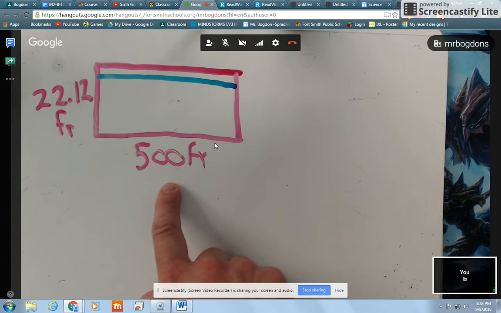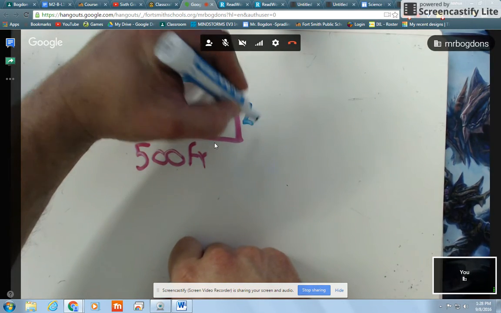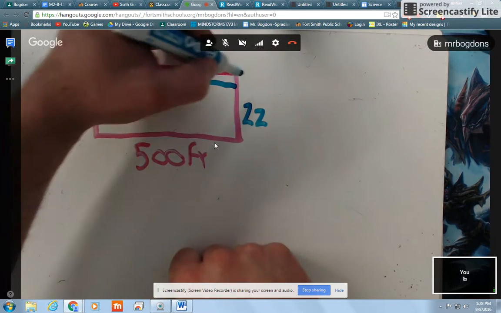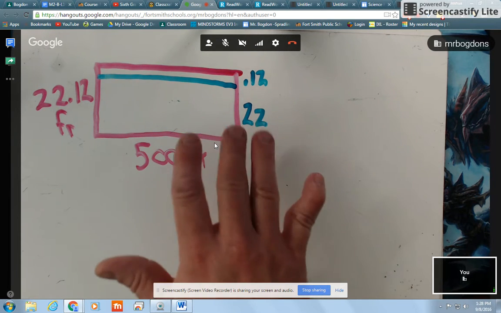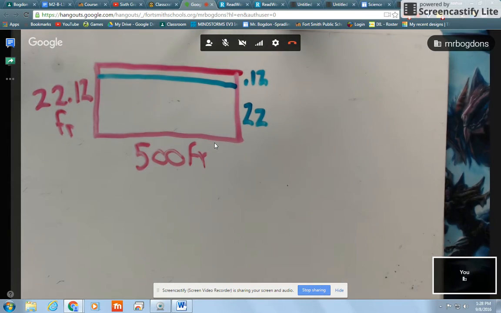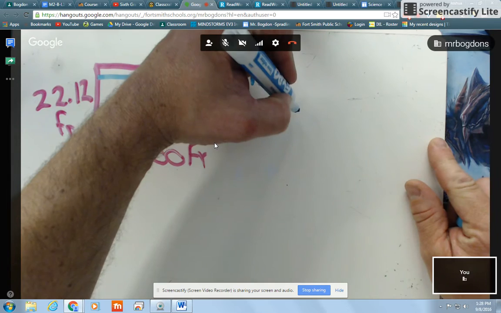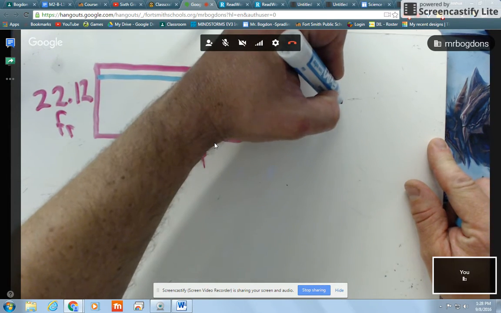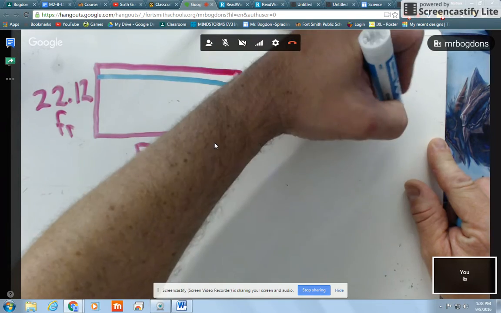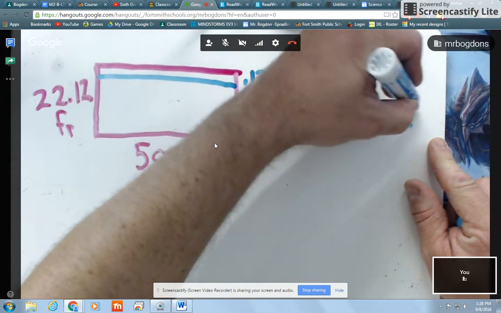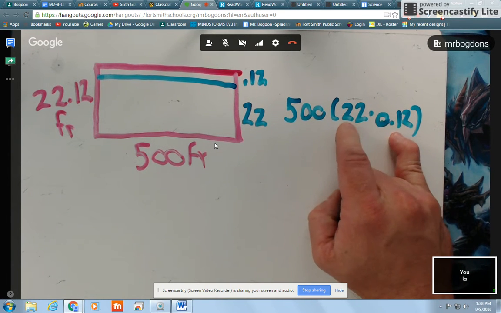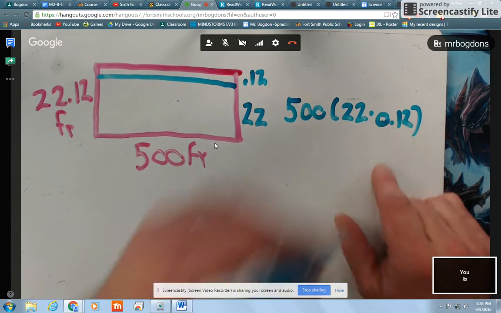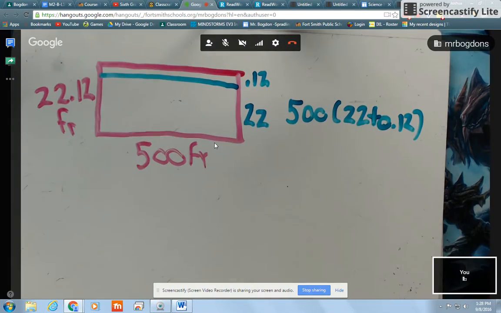So what I need to do is I need to distribute the 500 to the 22. I also need to distribute it to the 12 hundredths. And I know, according to Phoenix, that if I multiply, I can find the area. So let's find some partial products. I'm going to use the distributive property to do this. So here I have the 500, and it's outside of my decimal number, 22 and 12 hundredths. Oops, I wrote the wrong thing. Should be plus. There we go, that looks better.